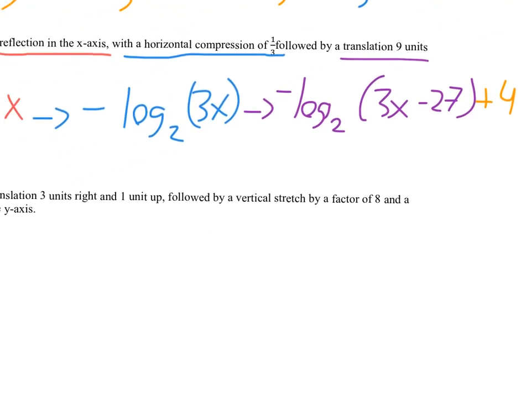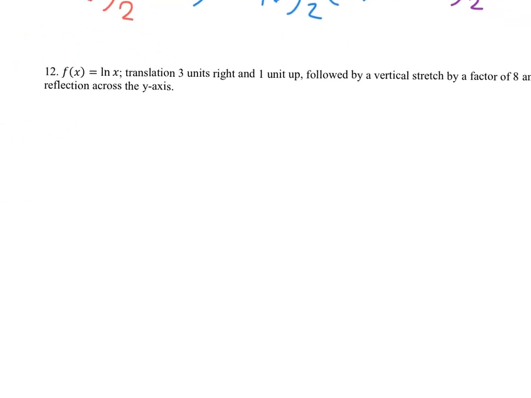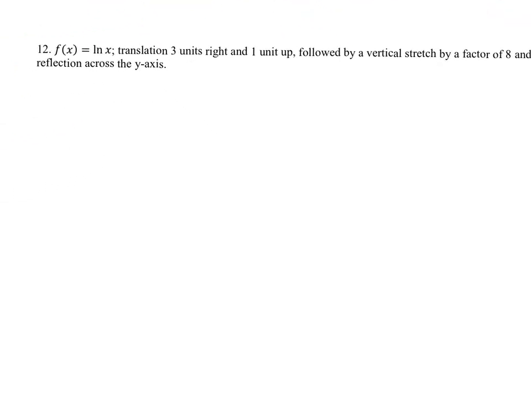Finally, number 12, the last one of our set. We have a natural log that we're going to translate. We're going to take that natural log, we're going to move it 3 units to the right. 3 units to the right means we're going to replace our x with x minus 3. So we're going to have the natural log of x minus 3. We're going to follow this with up 1 unit.